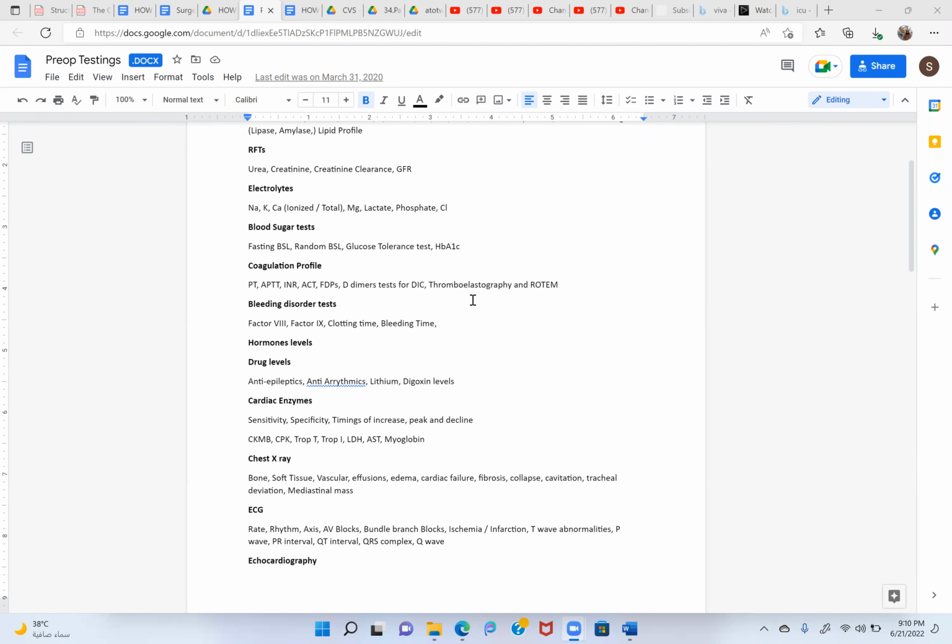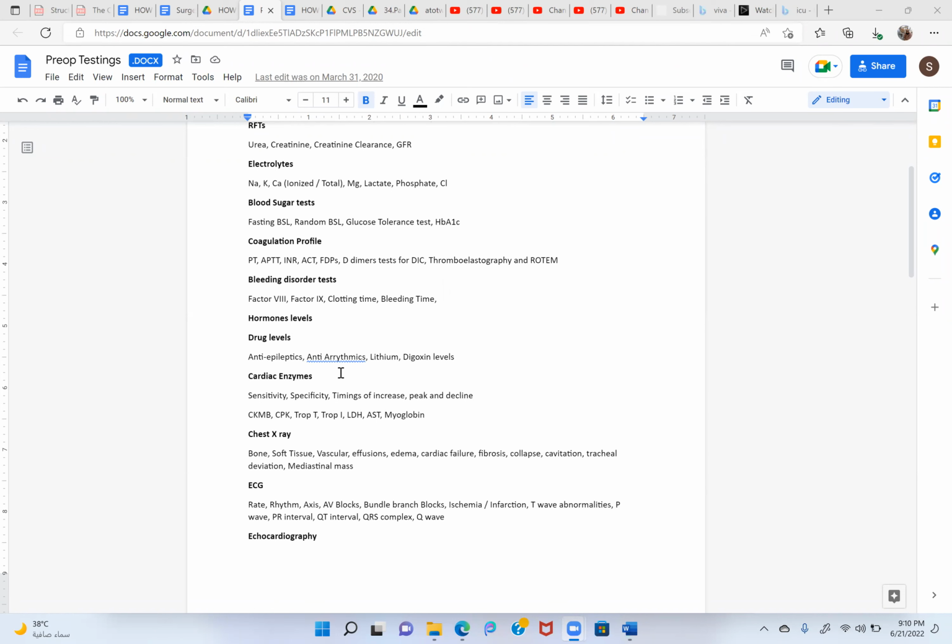So you should have a list of these tests in your mind. Like if you want to see the functional status of platelets, your answer may be CT, BT, platelet function assay and thromboelastography. All will tell how well platelets are functioning.